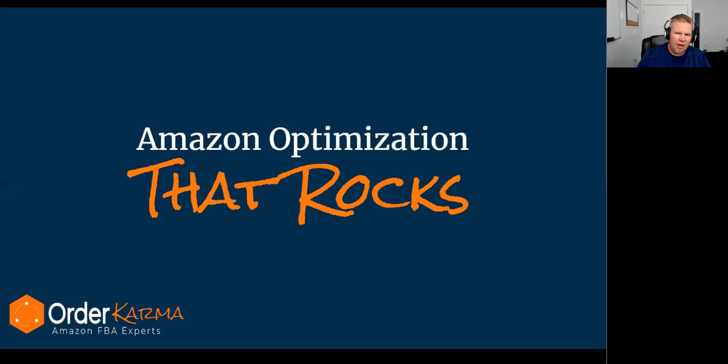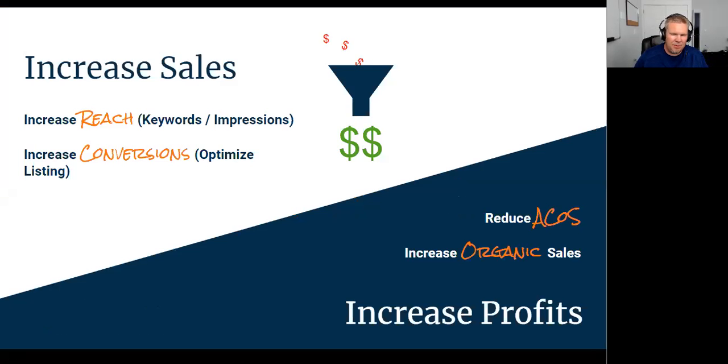I'm going to walk you through Amazon optimization that rocks. So first of all, we optimize our Amazon listings to increase sales and increase profits. We do this by increasing our reach, increasing conversions, reducing our advertising spend or our cost, and then increasing our organic sales.